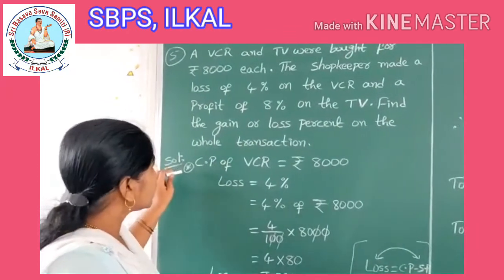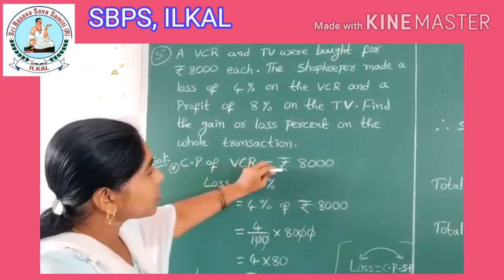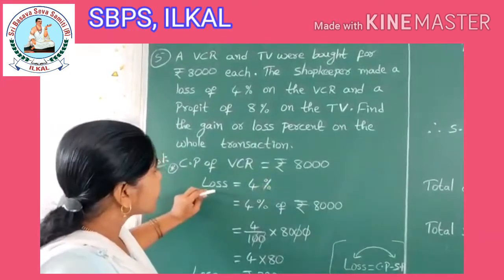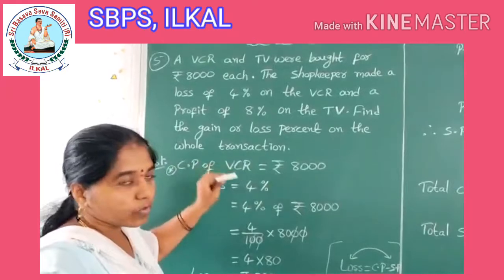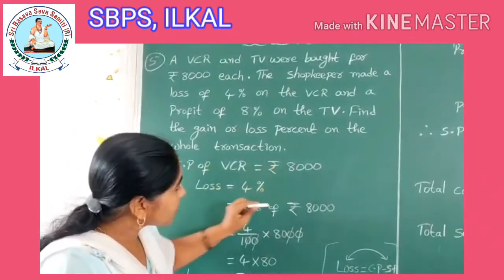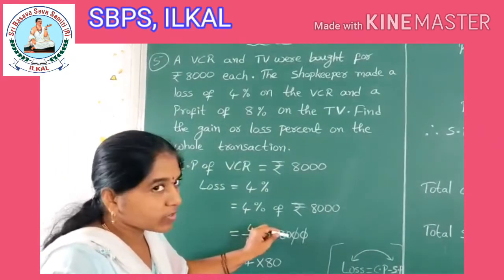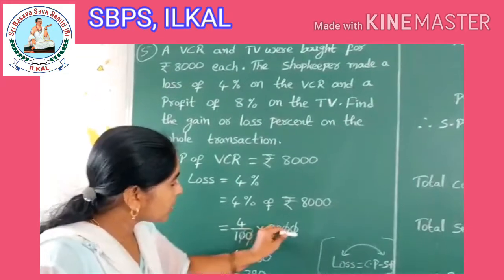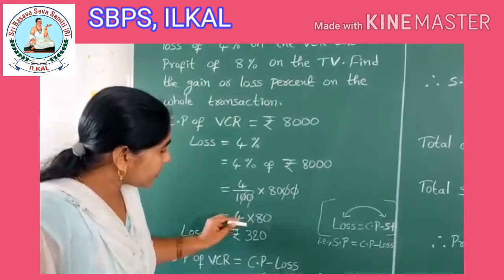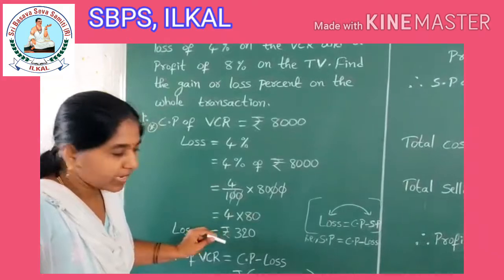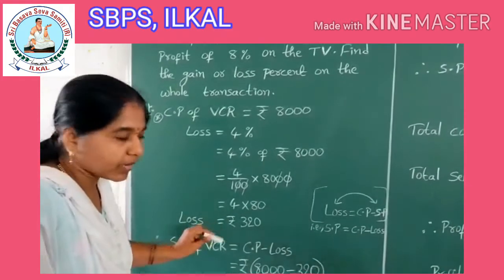Solution. Cost price of VCR is equal to rupees 8,000. Loss is equal to 4%, they said. Then 4% of 8,000 is, children, 4 by 100 into 8,000. Strike out 0, 0. 4 into 80 will remain. 4 into 80 gives 320. Means loss is rupees 320.